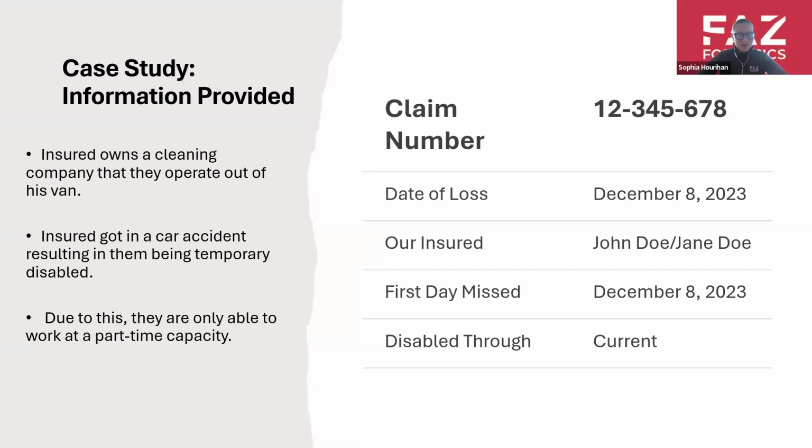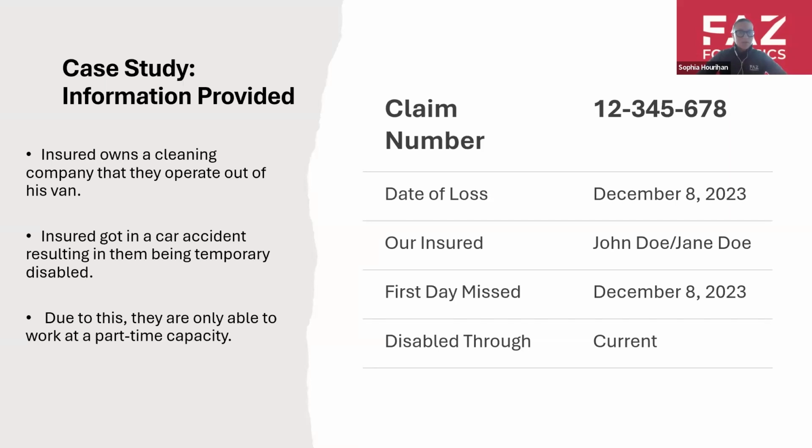So in this situation that I'm going to go through, we're going to say that the insured owns a cleaning company that they operate out of their van. Very frequently, we'll see situations where people are running their business out of a vehicle and their vehicle will get hit. And that is when they come to us and say that they are claiming lost earnings because they cannot operate without that vehicle. This car accident as well will result in them being temporarily disabled. As Abby mentioned, we collect disability notes for things like this, and that's how we like to confirm that. Due to this, they are only able to work at a part-time capacity.